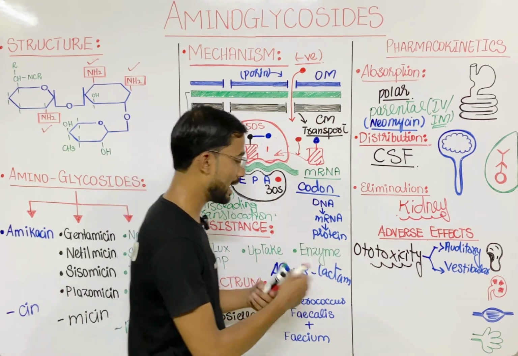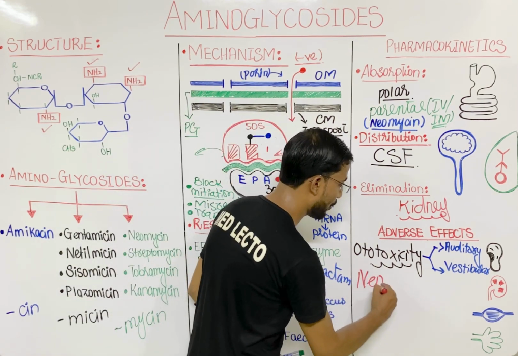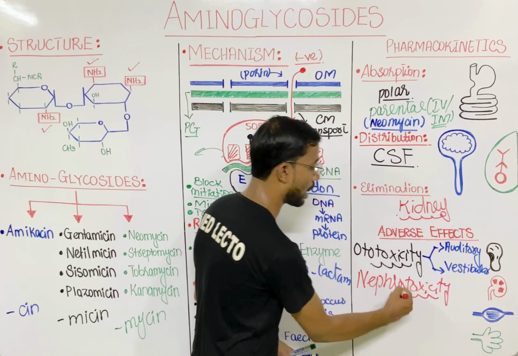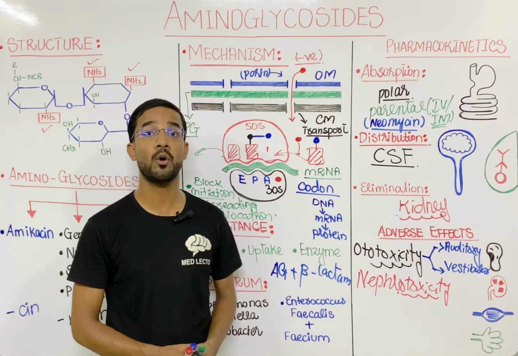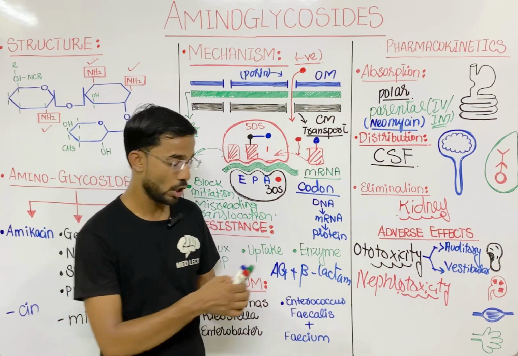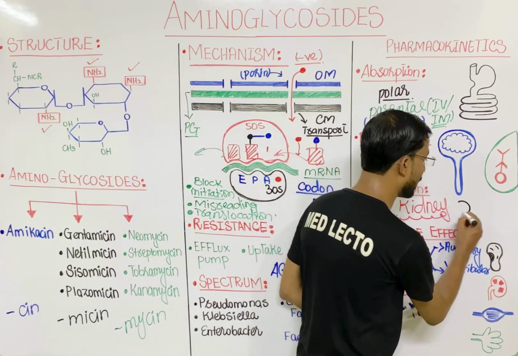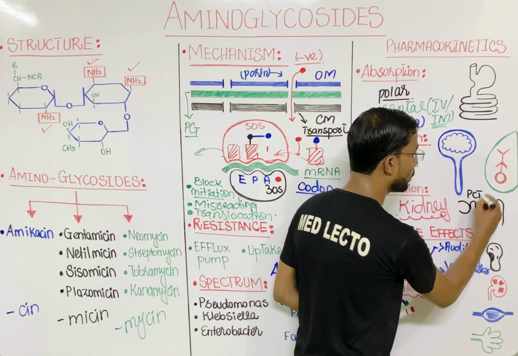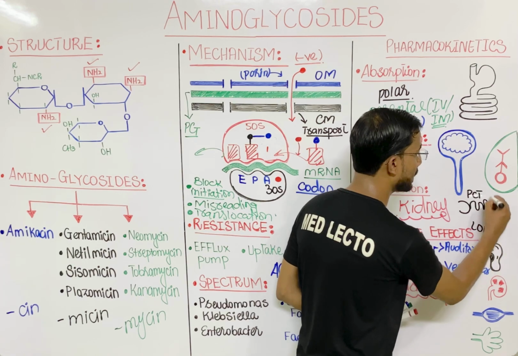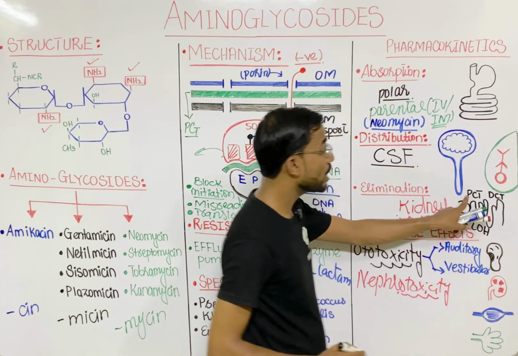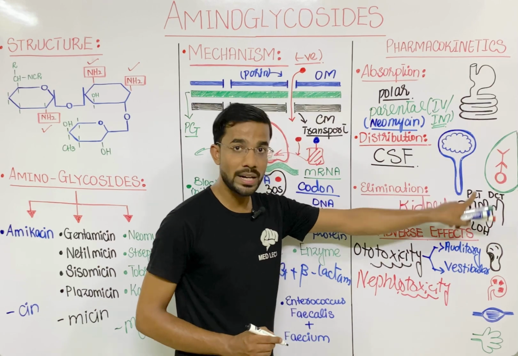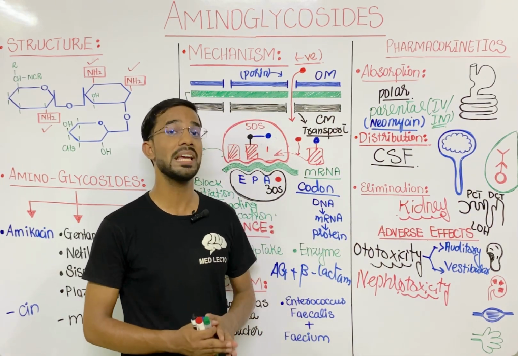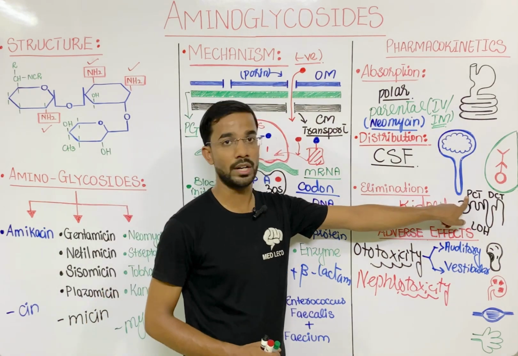Next, you will see nephrotoxicity. Aminoglycosides can deposit in the proximal convoluted tubular cells. If you look at the structure of the nephron, you will see the proximal convoluted tubule, loop of Henle, and the distal convoluted tubule. In the proximal convoluted tubular cells, you see the deposition of aminoglycoside that disturbs the calcium channels in the proximal convoluted tubules.